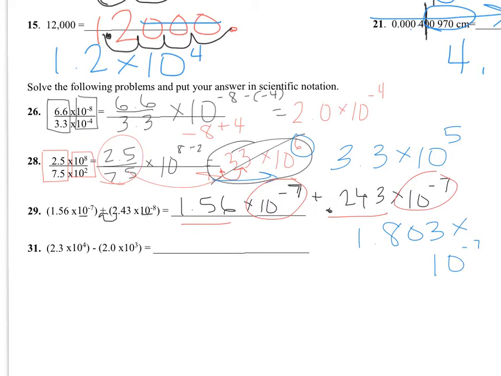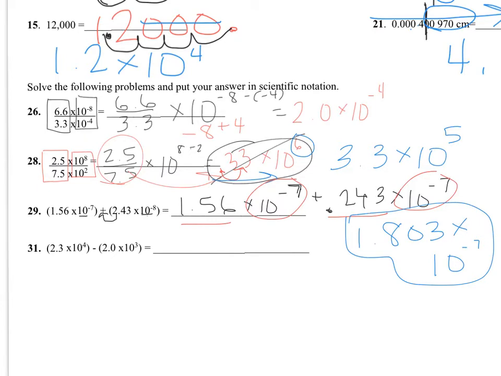If you had changed the decimal place on the first number, you would have ended up with 18.03, in which case you would have to fix your exponent. So this is going to be your final answer, no matter which one you moved.